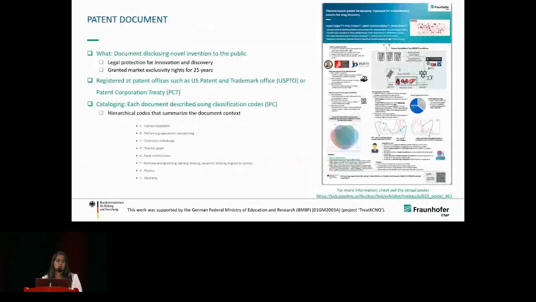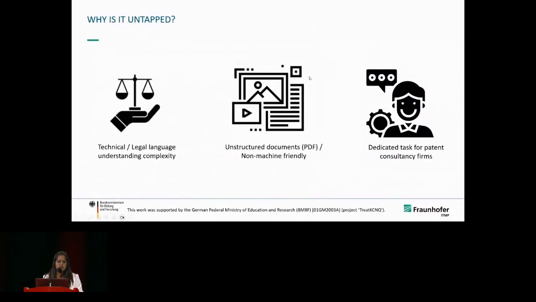These codes are hierarchical codes that talk about a variety of domains, because these patents are not just for drug discovery. They can be for everything, including your shoes, your clothes, glassware, as well as drugs. I have a poster that describes more about all of this, and if you're interested, you can take a look at that.